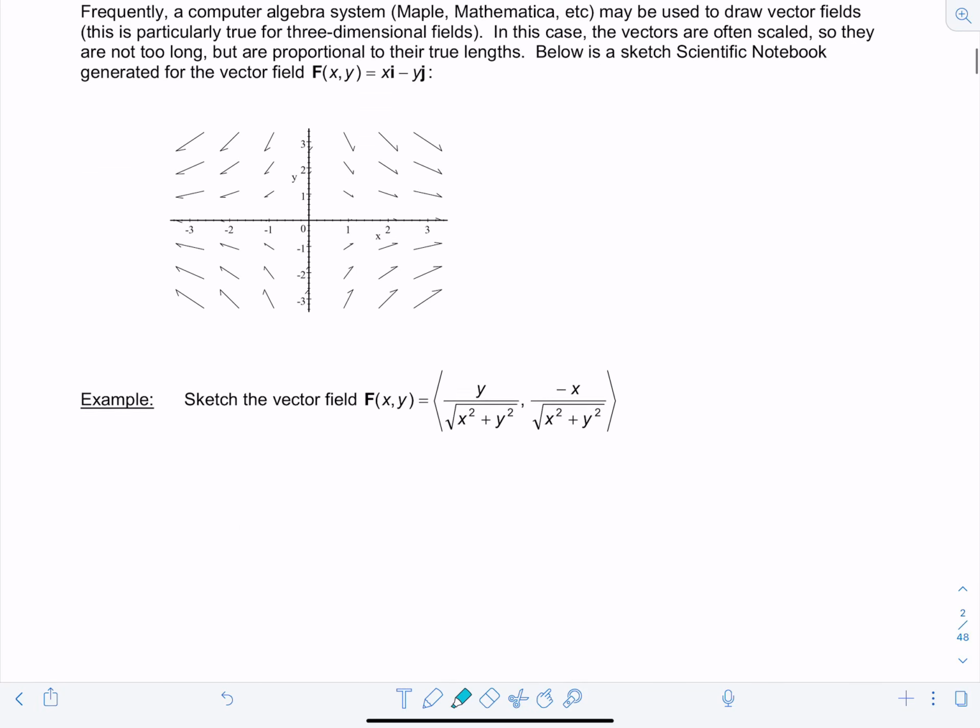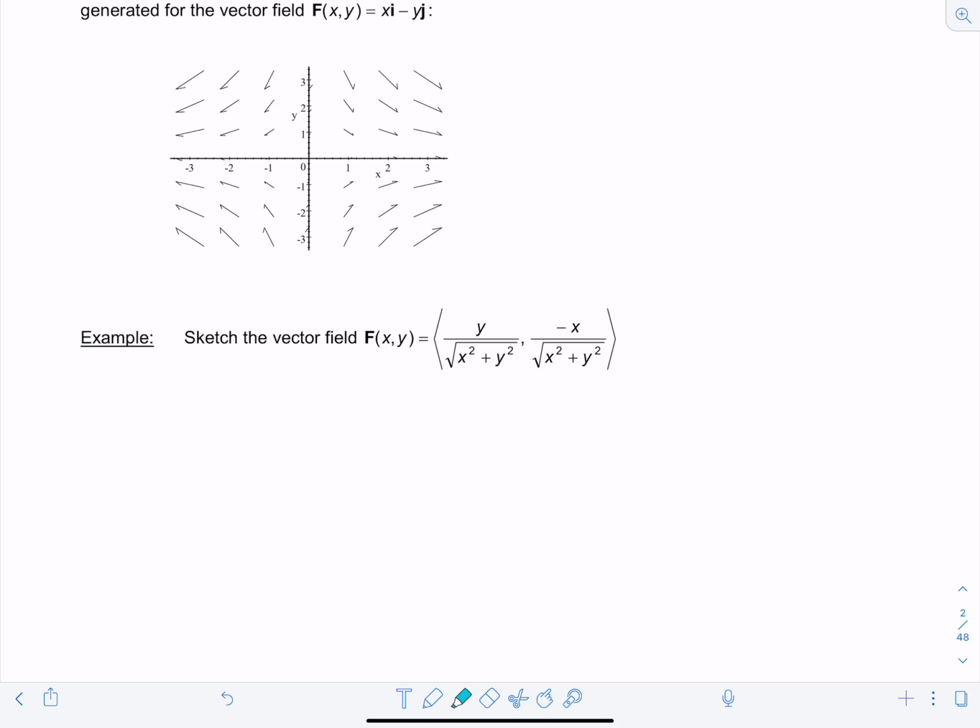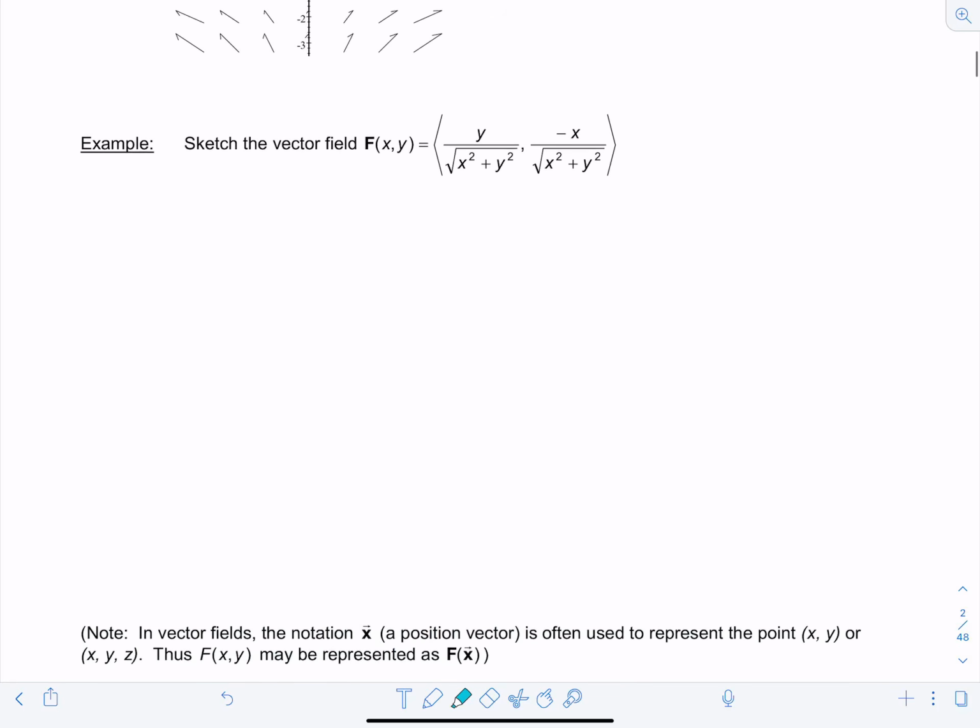So let's sketch the vector field f of x, y, which equals, now look at this, y over the square root of x squared plus y squared, and then the next component is negative x over the square root of x squared plus y squared. Now, obviously, it's going to be a little too painful to try to just start plugging in values. So we want to see, can we notice something about this vector field that's going to help us draw it more easily? And one thing I notice is they have the same denominator. So what if I were to factor that out, right? Because that's just a scalar, 1 over the square root of x squared plus y squared. And then now let's just focus on the vector part, y, negative x.